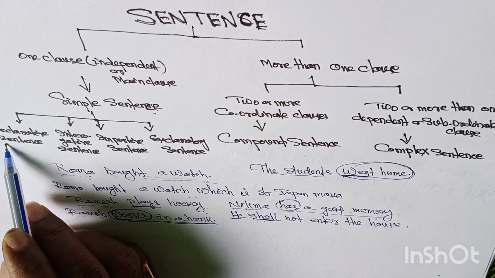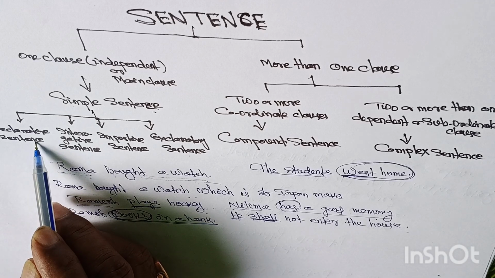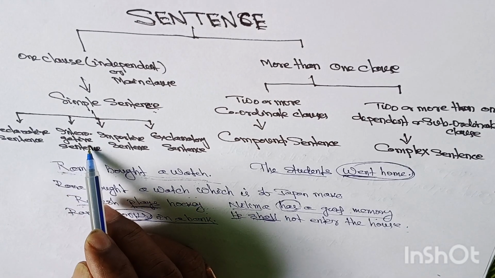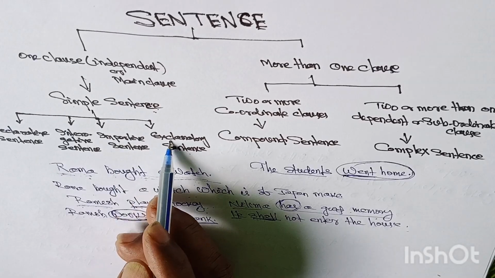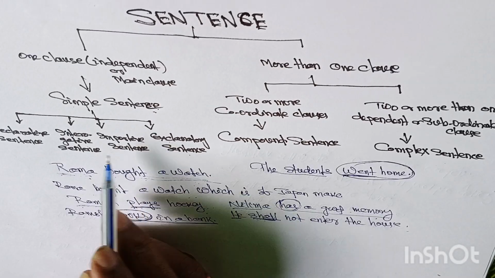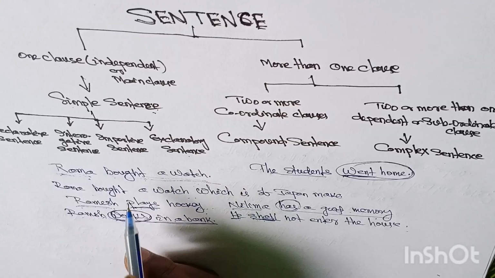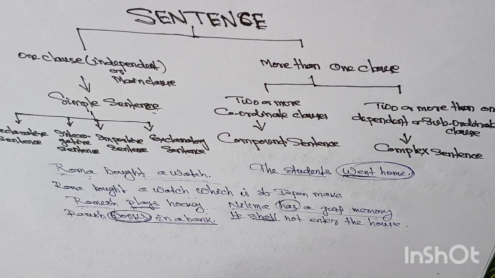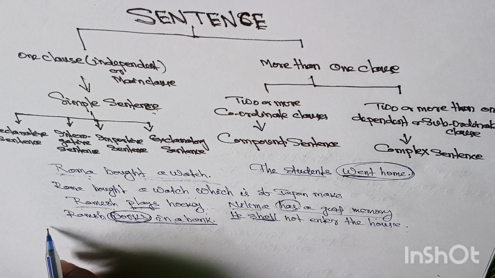A declarative sentence is a simple sentence. It only declares or makes a statement. That is called a declarative sentence. Second is interrogative, third is imperative, fourth is exclamatory. First we discuss declarative. What are the patterns in the declarative sentence? A declarative sentence has many patterns. Those patterns are divided into five parts.